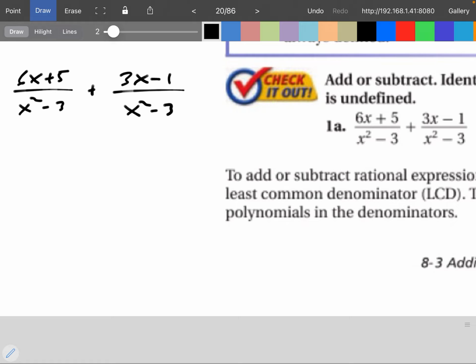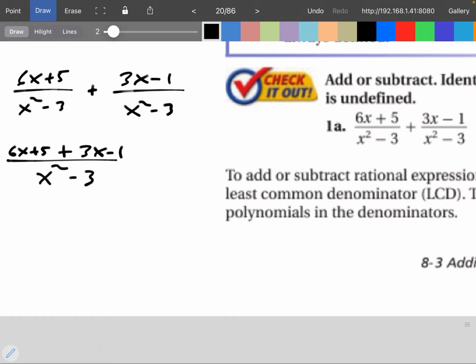So we have a common denominator of the quantity x squared minus 3, so we're going to keep that on the bottom. And then we are just going to add the numerators. So I'll write it out on this one. So all we have to do is do 6x plus 5 plus 3x minus 1.